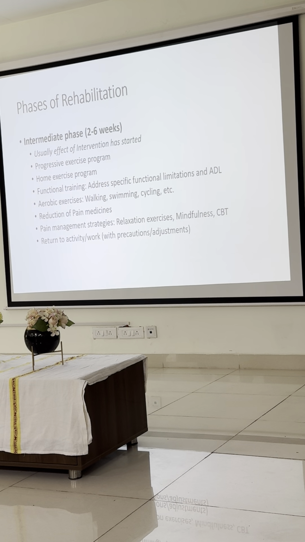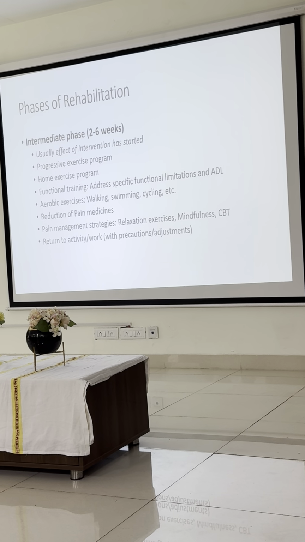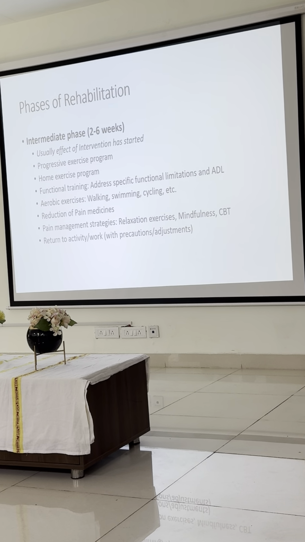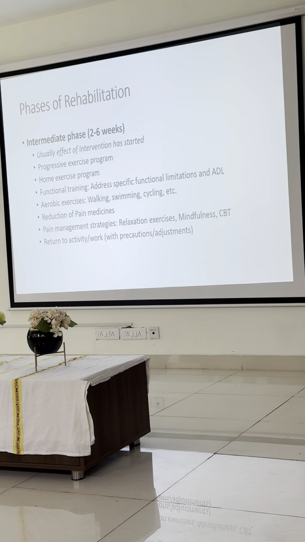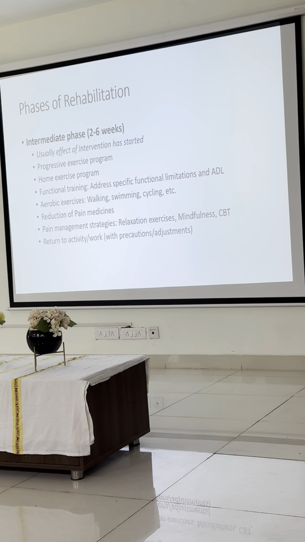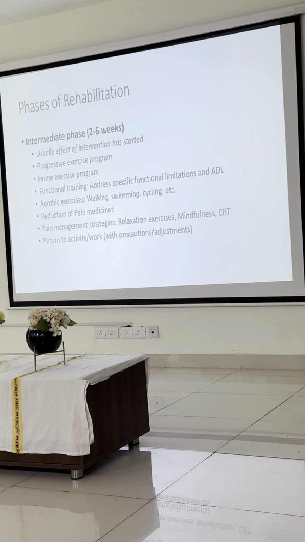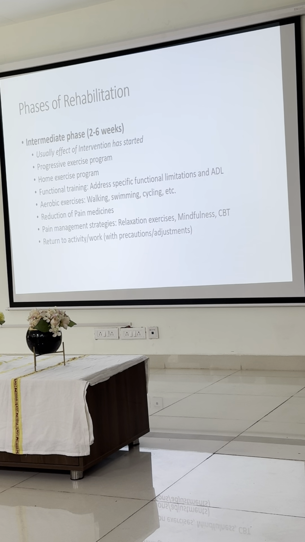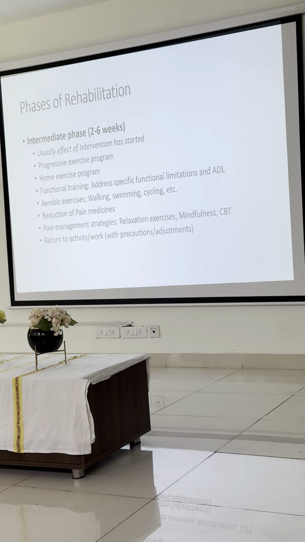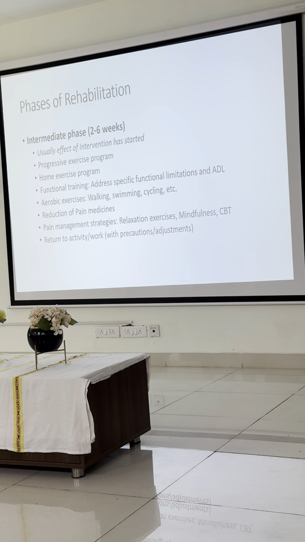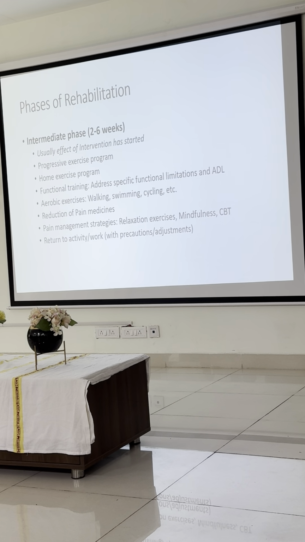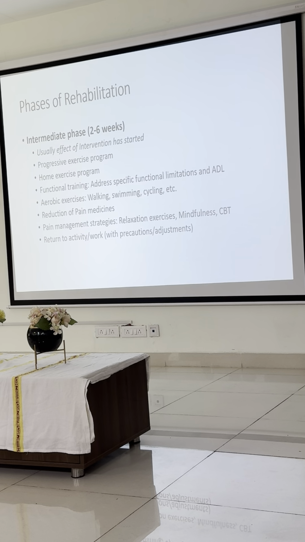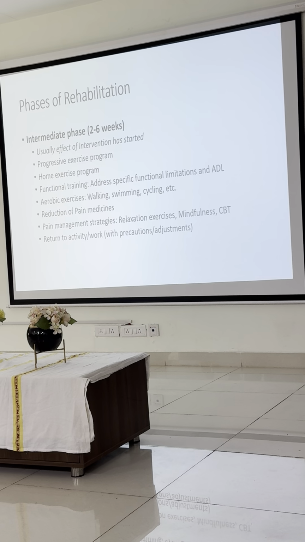Functional training: if the patient is experiencing specific limitations in activities of daily living, then we have to identify that and correct it. Aerobic exercises like walking, swimming, and cycling can be gradually emphasized in these patients. Reduction of pain medicine: after 5 to 10 days, when the patient has got good relief, we should start gradually titrating down the pain medicine. Pain management strategies like relaxation exercises, mindfulness, and CBT, which I discussed yesterday, need to be emphasized in these patients. These will help in long-term pain relief.